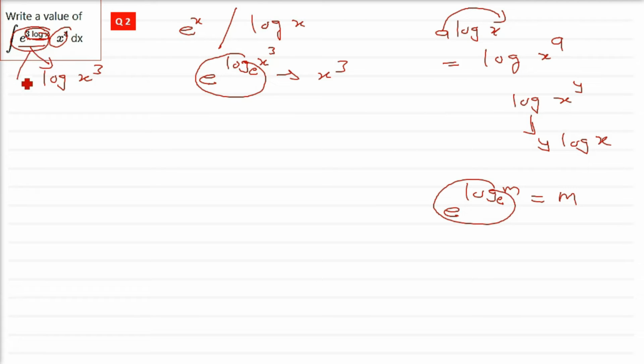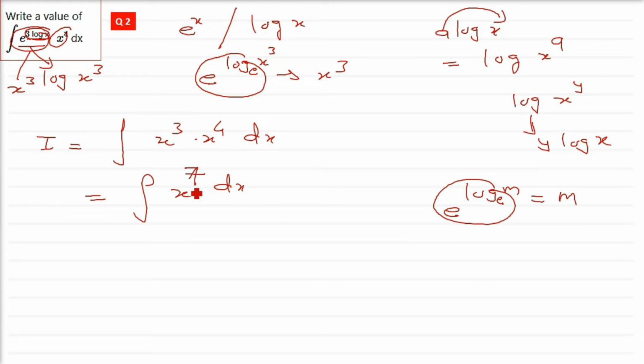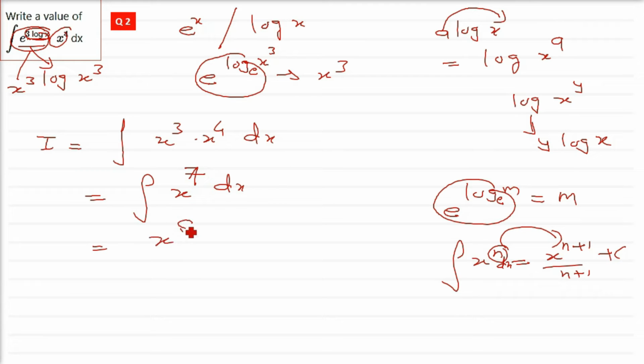So whole e raised to 3 log x can be written as x cube, and once it is known, this x cube will be multiplied by x to the power 4. You have a dx here. x cube into x to the power 4 will be x raised 7. And integration of x to the power n is known to you. Let me tell you here, because it is going to come again and again: integration of x raised n with respect to dx is x raised to the power n plus 1 divided by n plus 1 plus a constant of integration. So whatever n is there, in this case 7, you can use it. So it will be x raised 8 divided by 8 plus constant of integration.